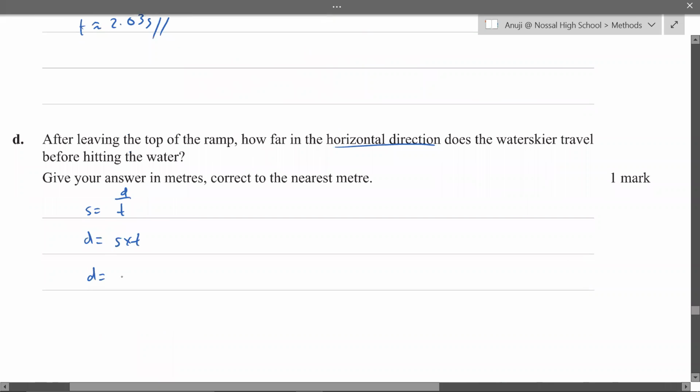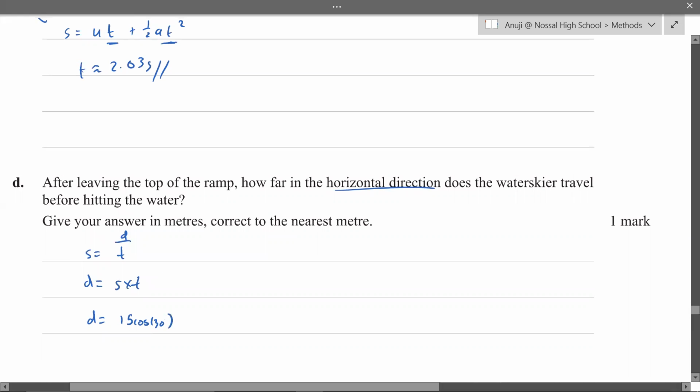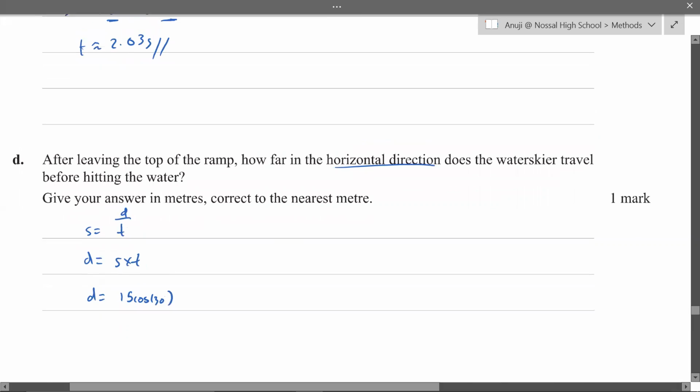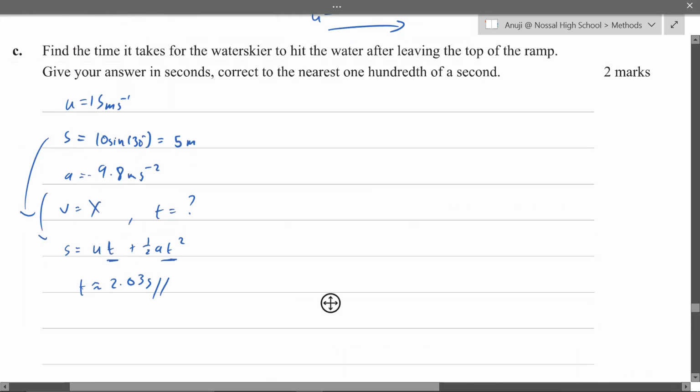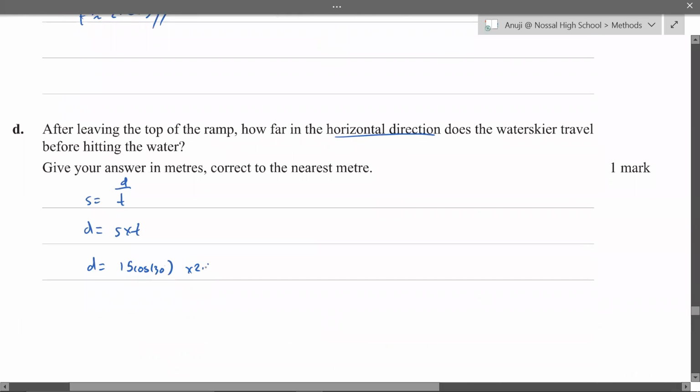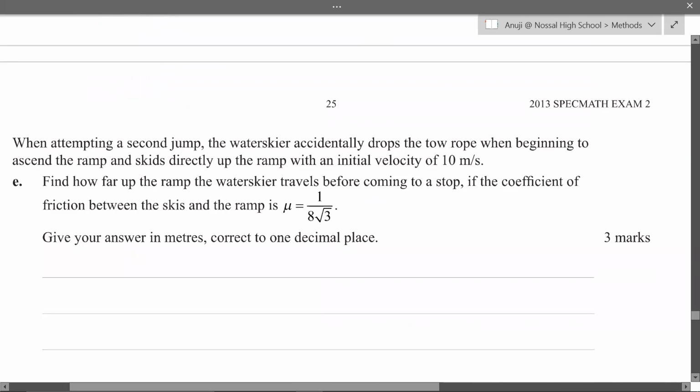So distance is 15 cos 30 times, since it's the maximum horizontal distance before hitting the water, we need to know the time it takes for them to hit the water, and that's what we calculated here. So it's just times 2.03, but it's best to use all the decimals. In this case it doesn't matter because it's asking for the nearest meter, but it's a good habit to use the decimals. Yeah, something close to 26 meters.